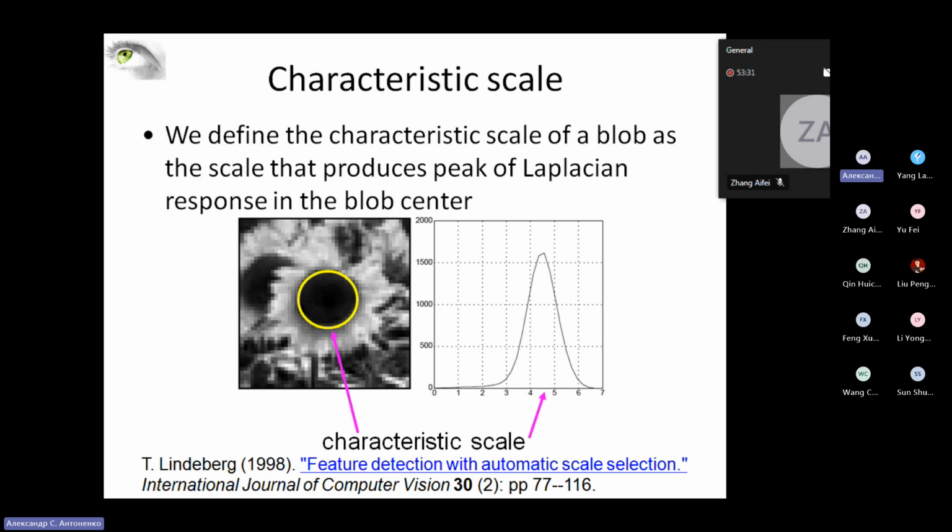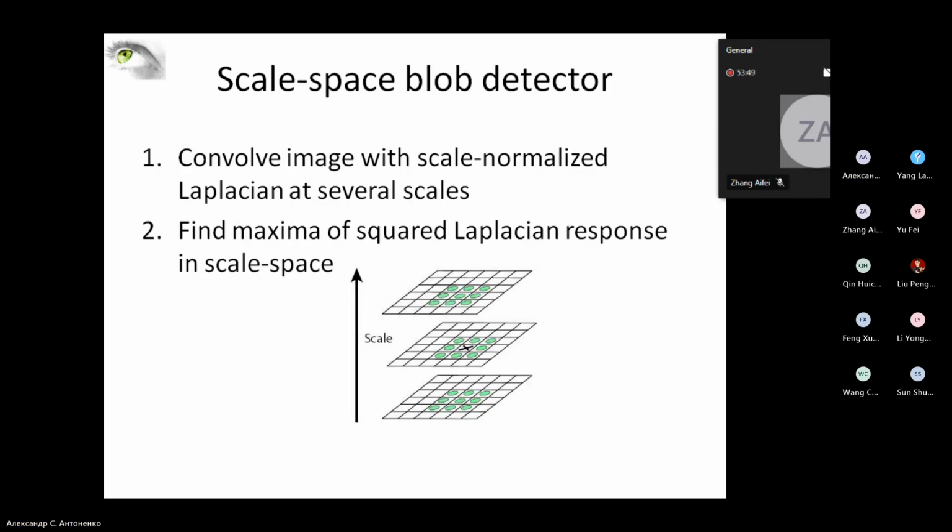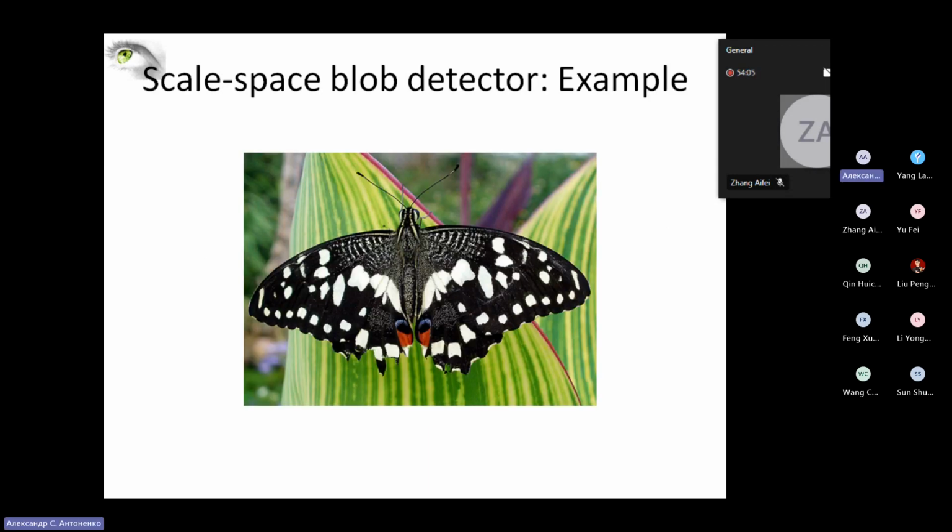So we define the characteristic scale of a blob as the scale that produces the peak of the Laplacian response in the blob center. Because of this, we can find the scale of our object. So we need to convolve the image with the scale normalized Laplacian at several scales and find the maximum of the squared response in scale space. Let's see an example.